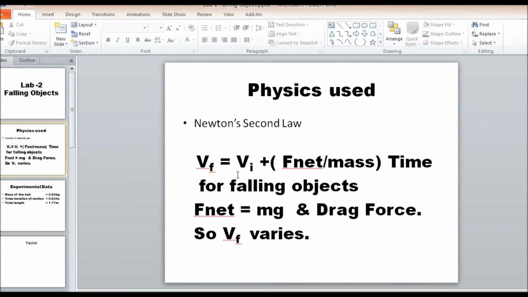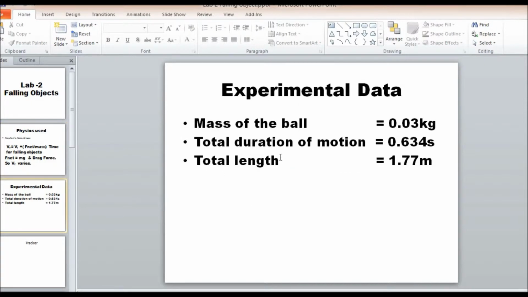So the F net here is m times g, mass times the acceleration due to gravity, plus there will be some drag force, so Vf will be varying. And the experimental data that I used is the mass of the ball is 0.03 kilogram, the total duration is 0.634, which I got from the tracker, and the total length is 1.77 meters.